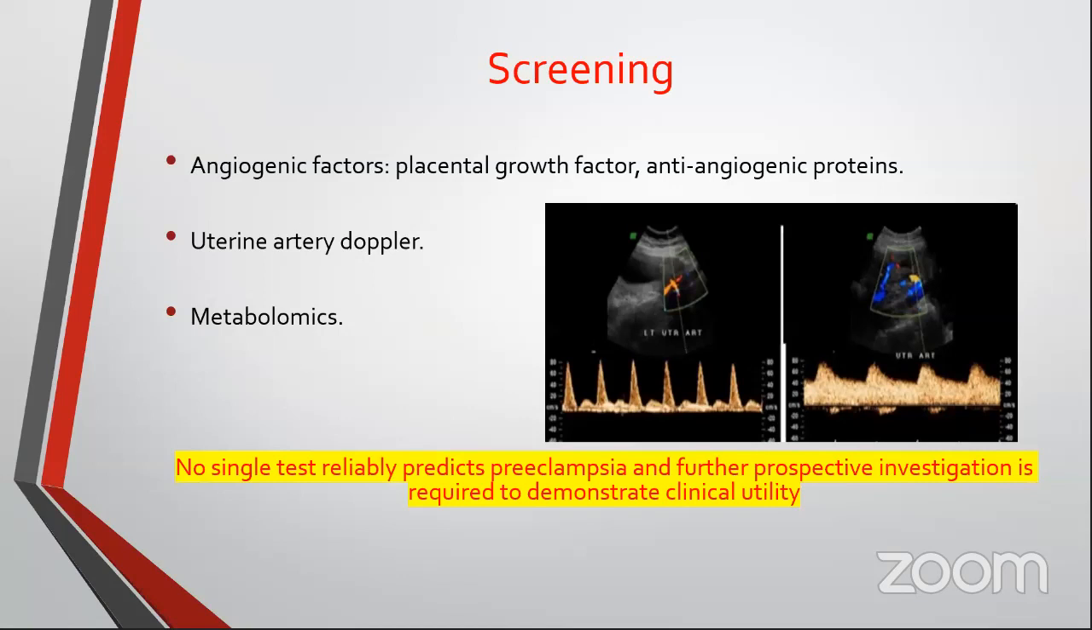Now we'll go to the second issue in our lecture: how to screen for hypertensive disorder to prevent morbidity and mortality. Unfortunately, no single test reliably predicts preeclampsia, and further prospective investigation is required to demonstrate clinical utility. Studies are going on to see if any screening method can be adopted, like angiogenic factors, placental growth factors, uterine artery Doppler, as you can see in this picture, the notching of the uterine artery Doppler, or metabolomics, to study the specific metabolites present in patients who have preeclampsia that lead to preeclampsia. But all of them are still under research and nothing is yet a screening method.